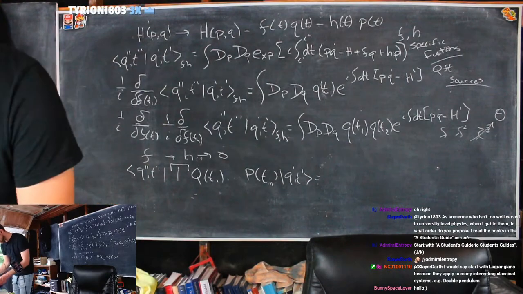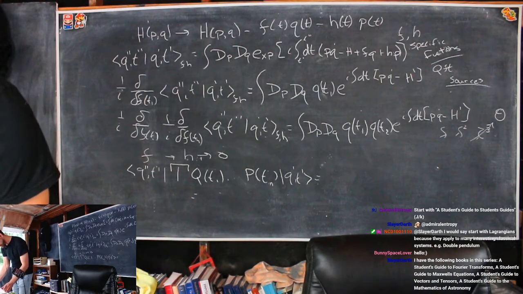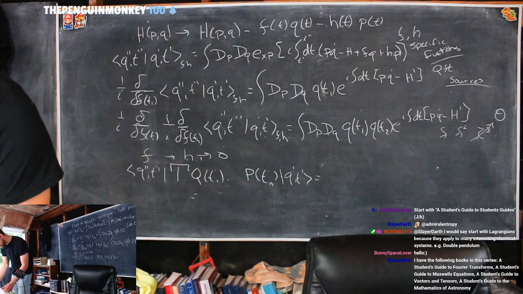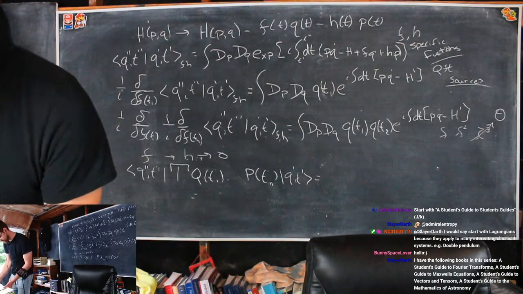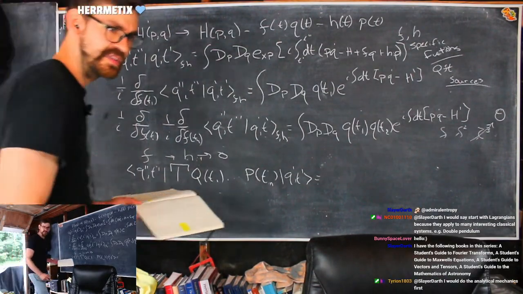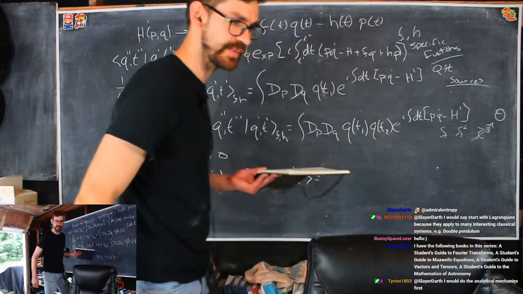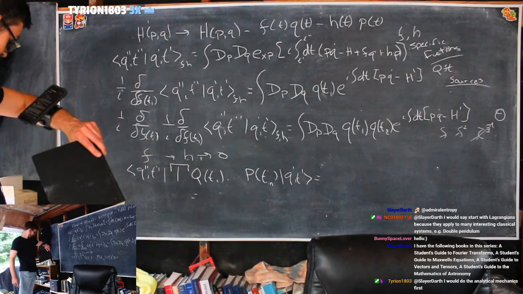I have to check a subscript really quick. I don't want to give you guys the wrong subscripts, and I don't have to go very far to find it. It is t1 and then tN. Okay, cool. I do have the right subscripts. Okay. Is my chair in the way? No, my chair will not be in the way either. Hi, Bunny Space Lover. Welcome.